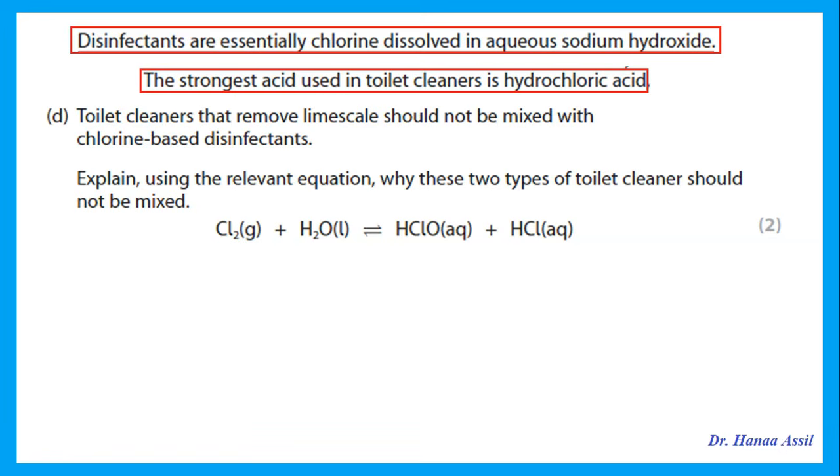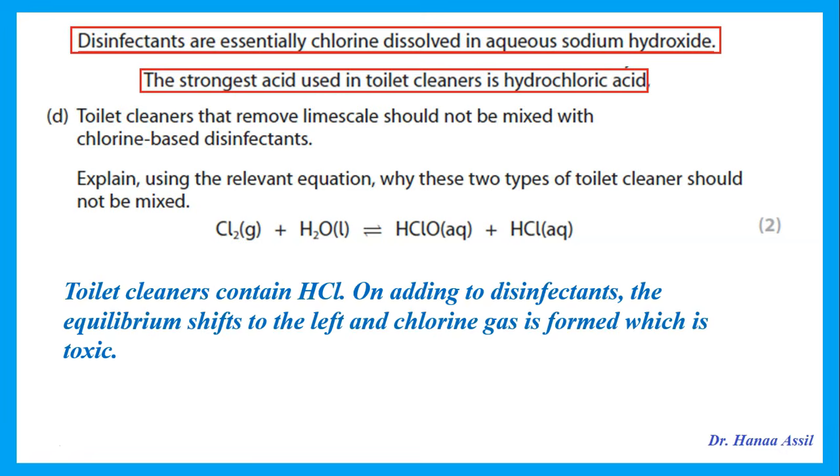If I add the acid to it, that means you're increasing the amount of HCl. What happens to the equilibrium? This is an equilibrium reaction. So we said the toilet cleaners contain HCl. When we add it to this reaction, then the equilibrium shifts to the left. Chlorine gas is formed, and this is toxic.